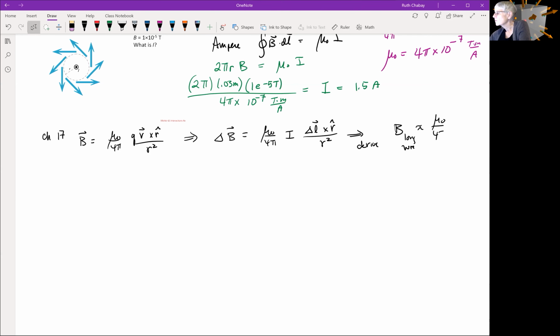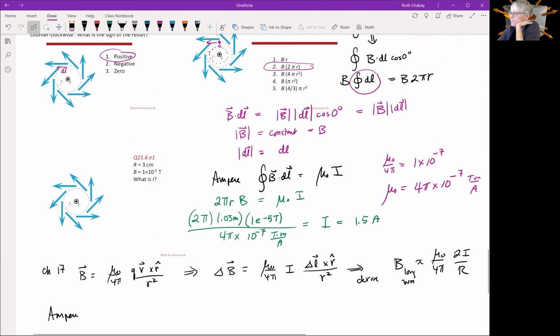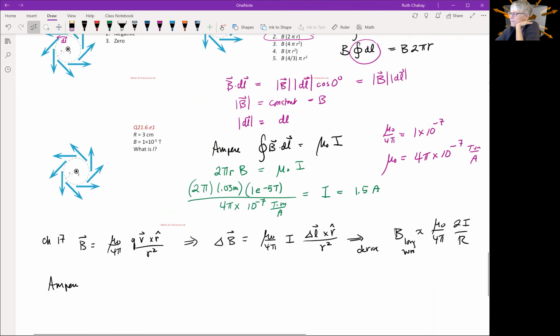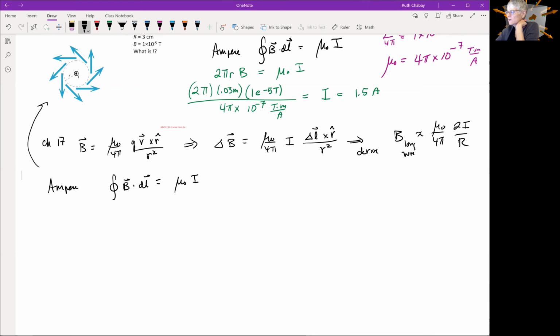Mu 0 over 4 pi to I over R. Well, let's see what Ampere's law would tell us. So we have the same picture here. We have the integral of B dot dl is mu 0 I. We evaluated that for this picture here to be 2 pi r B equals mu 0 I.